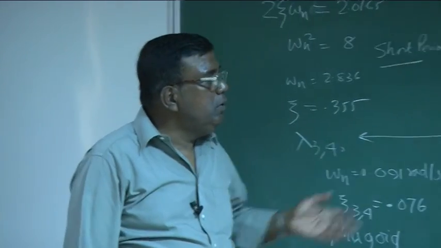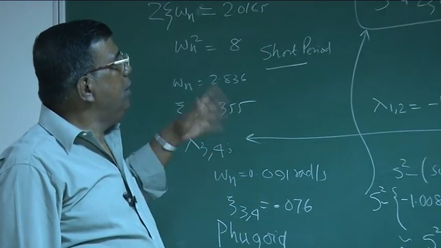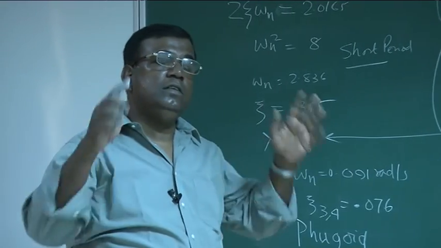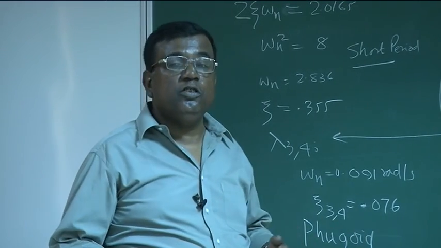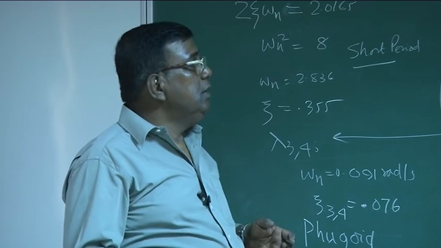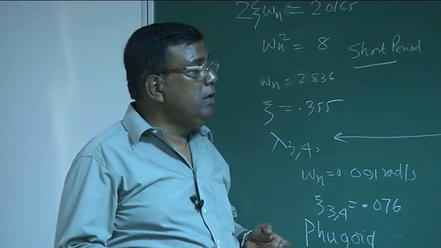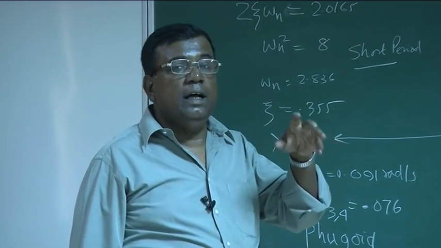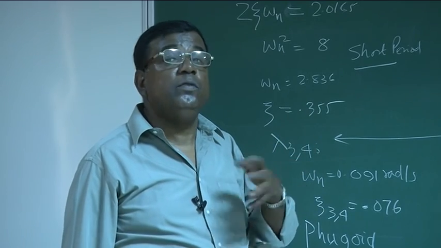Okay. We talked about short period and phugoid. We'll try to see how this 6-DOF derived equation of motion for the longitudinal case can be utilized, with appropriate approximation, to get omega n and zeta expressions for the short period as well as the phugoid mode.